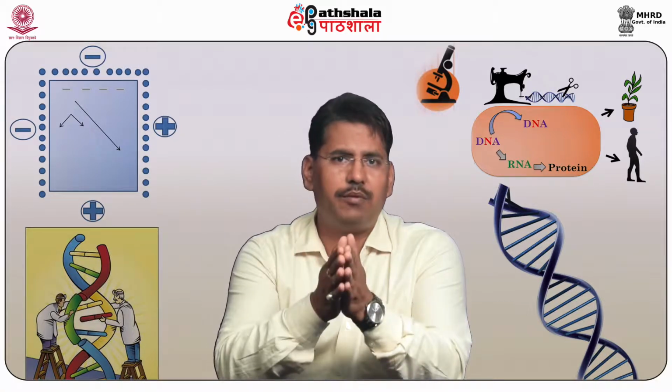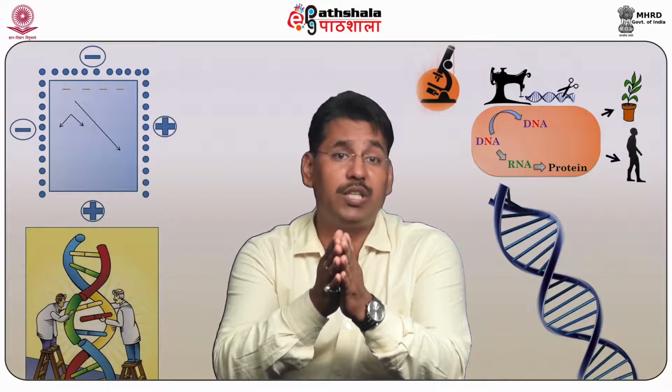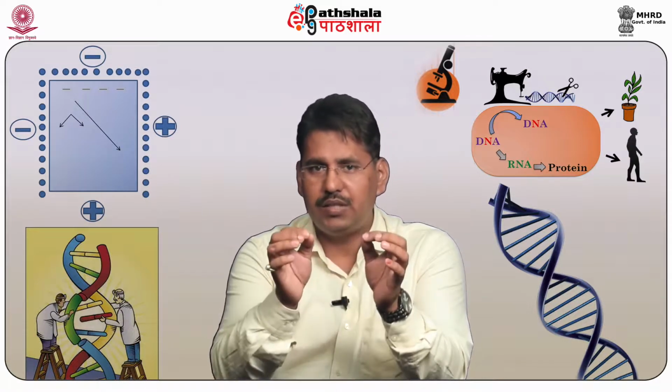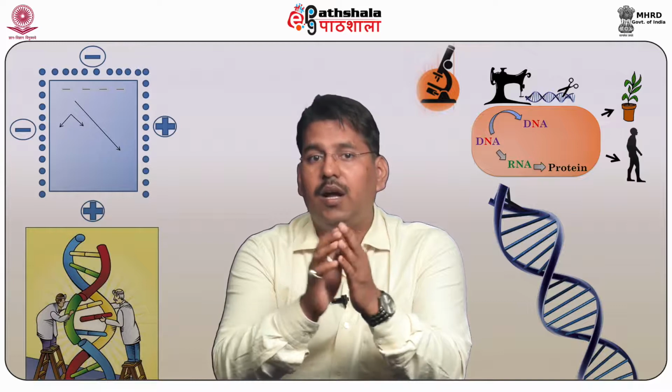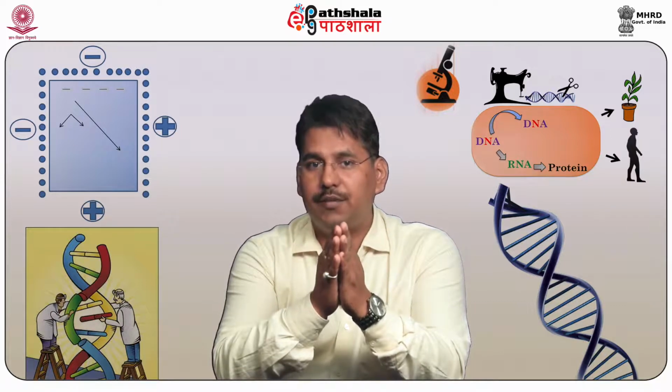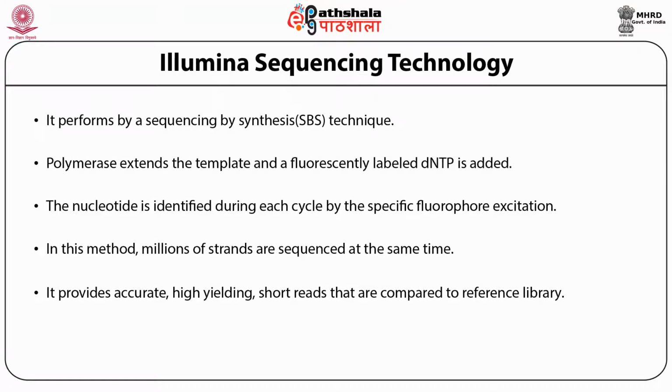The sequencing output of this method is 2 to 4 gigabases, since each base is identified twice and the accuracy of the method is high. Illumina sequencing technology uses the sequencing by synthesis technique. Here, the polymerase extends the template and fluorescently labeled dNTPs are added to it. The nucleotide is identified during each cycle by a specific fluorophore excitation.